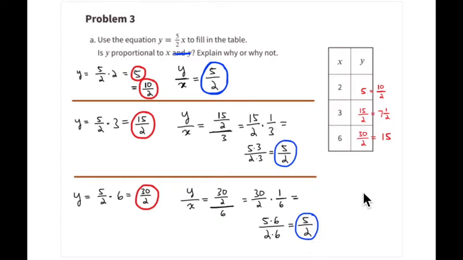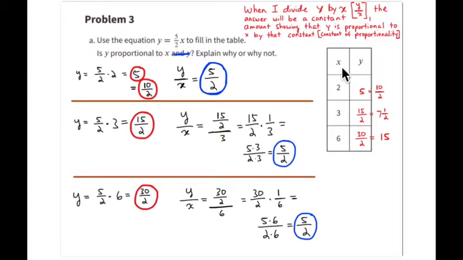So what that means is no matter what amount of x you have, you're going to calculate y by multiplying x by 5 halves. And when you figure out the value of y per single unit x, you do that division, and you're always going to get a constant amount, this 5 halves. So this is a proportional relationship. When I divide y by x, the answer will be a constant amount, showing that y is proportional to x by that constant. It's a constant of proportionality.